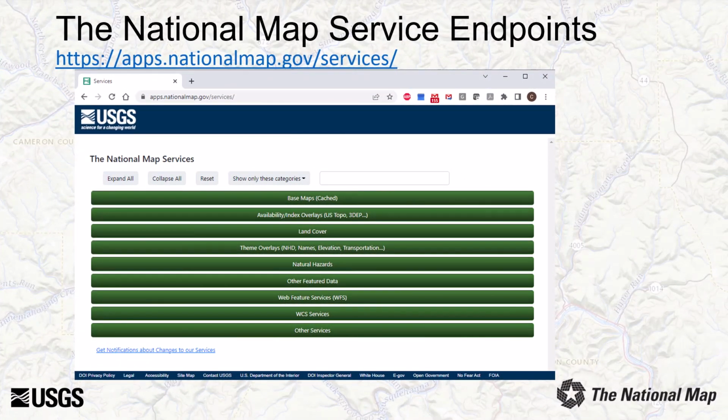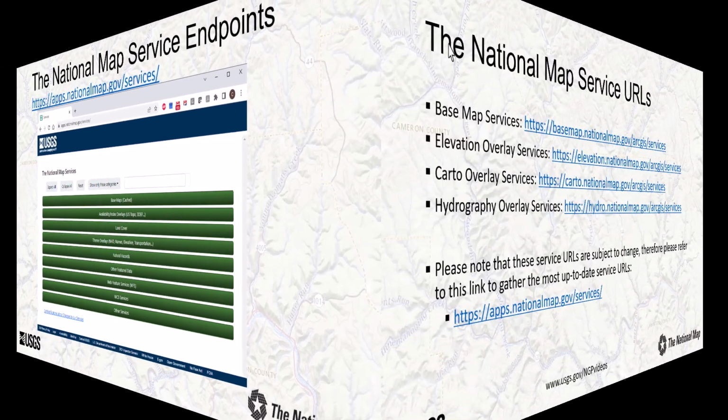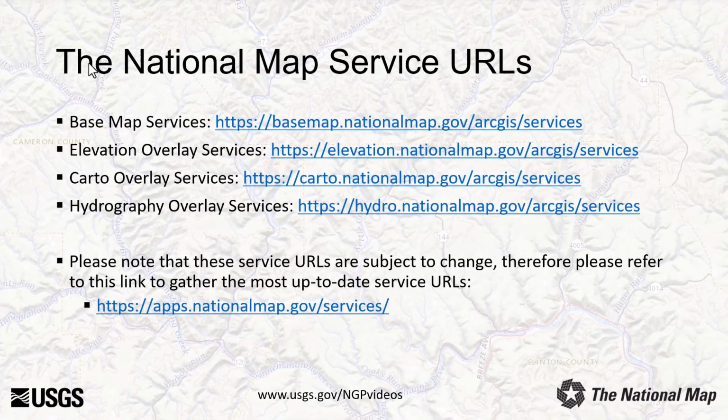The National Map publishes over 49 services containing a variety of base maps and specialized GIS data. Service URLs are case-sensitive, and all are available through SSL connections by using the HTTPS protocol. This abbreviated list of services shows the service URLs we will add to ArcGIS Pro in order to access the base map services, Carto overlay services, elevation overlay services, and hydrography overlay services.